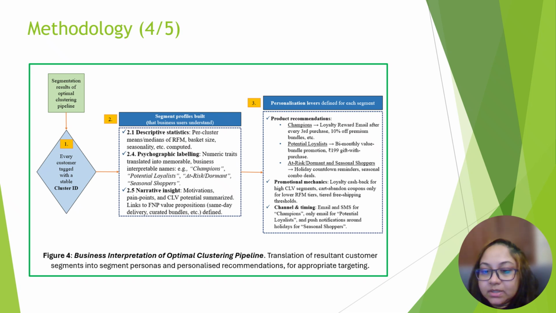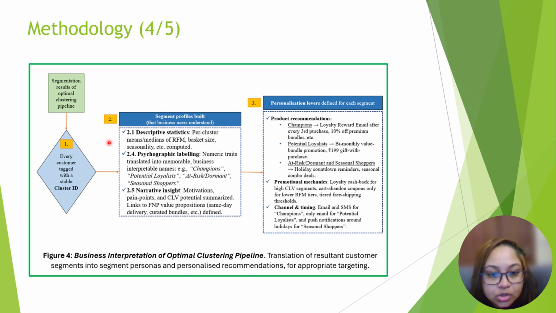For segment profiling, creating customer personas and personalization mapping, this is the framework which was used, which is a flowchart. So the segmentation results of the optimal clustering pipeline, as can be seen over here, fed into the process. Every customer was tagged with a stable cluster ID 0, 1, and 2. Following that, the segment profiles were built so that business stakeholders can understand easily. These were built on the basis of cluster level summary statistics, and these included descriptive statistics, for instance, per cluster means and medians of RFM, basket size, seasonality, etc.